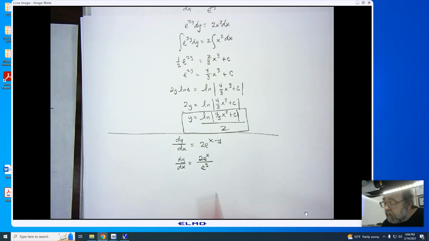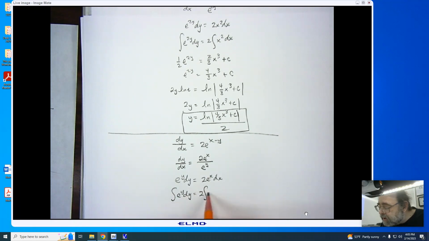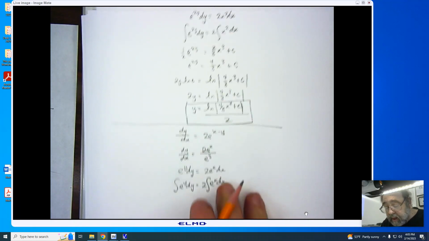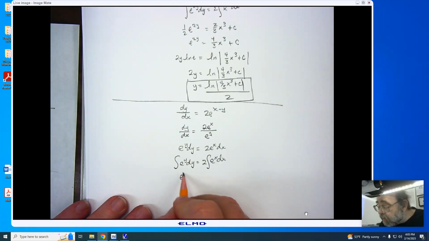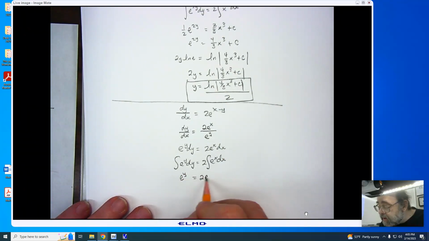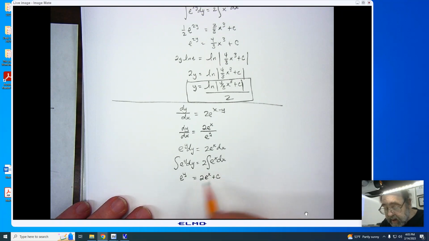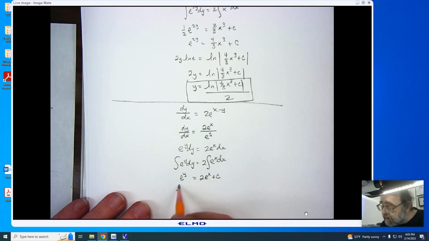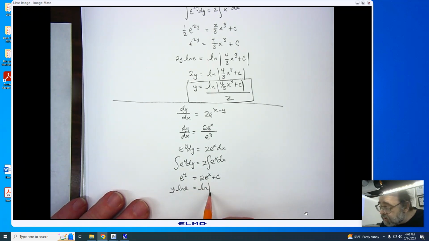So here we go. We're now going to separate our variables. E to the y dy is equal to 2e to the x dx. And we're going to integrate e to the y dy equals 2 integral e to the x dx. This is going to give me e to the y equaling 2e to the x plus c, and I'm going to have to exponentiate. So the natural log of e, y moves to the front from my laws of powers, and I have the natural log of 2e to the x plus c.